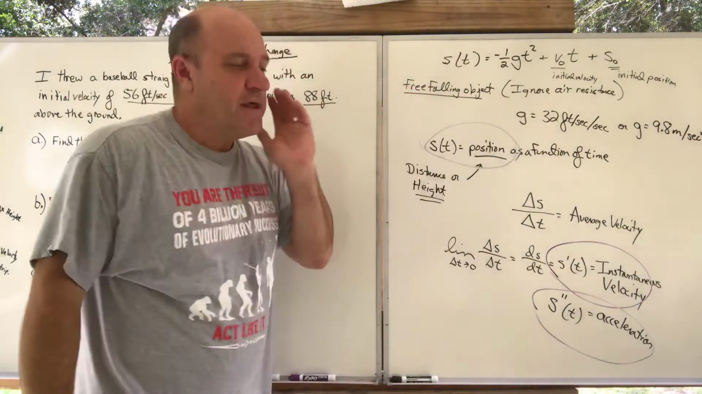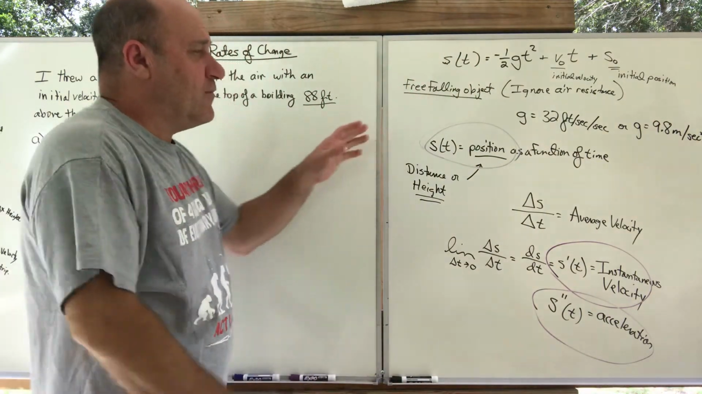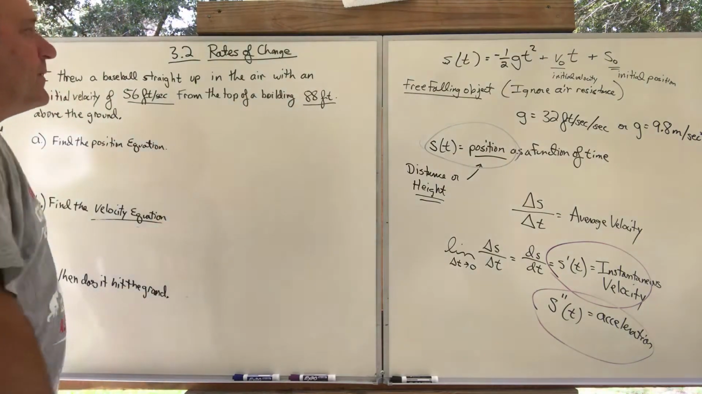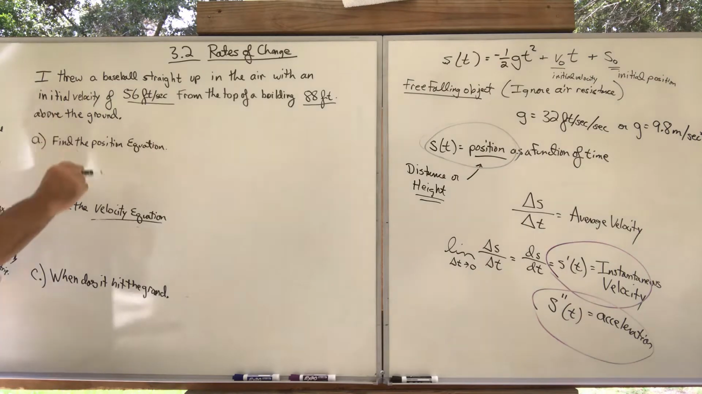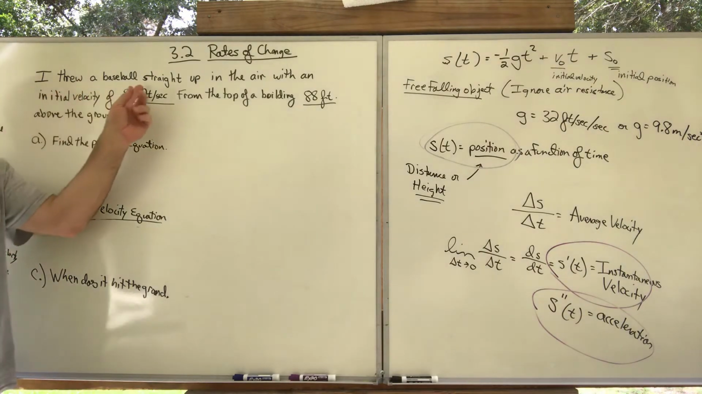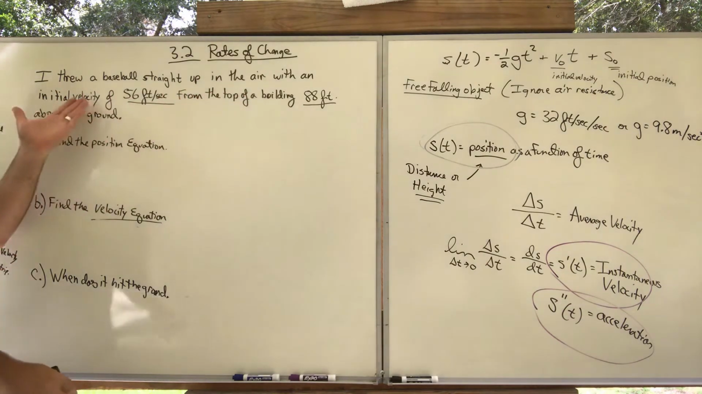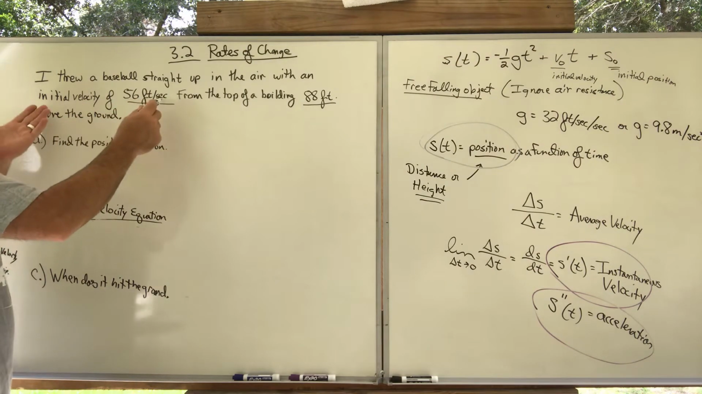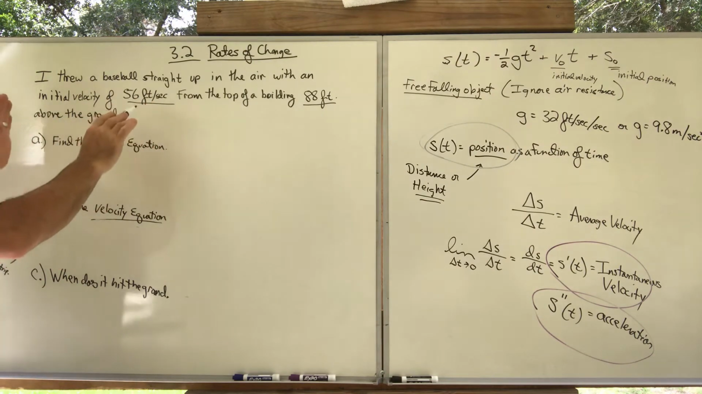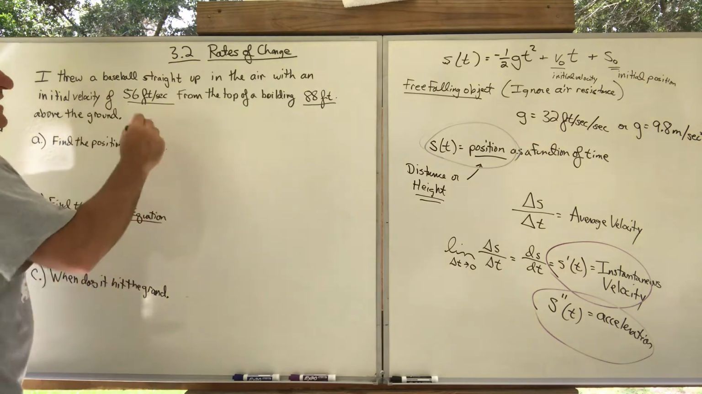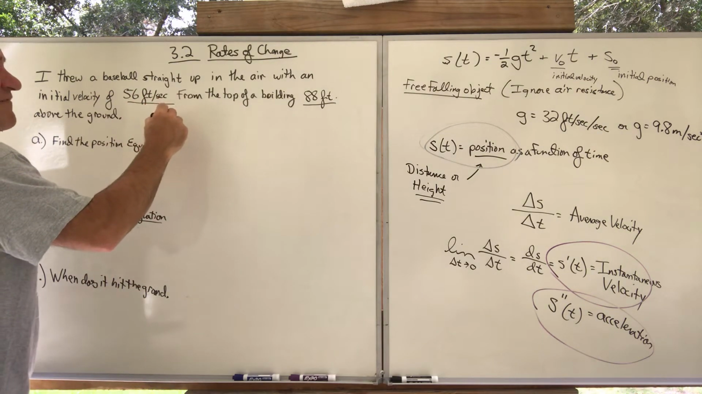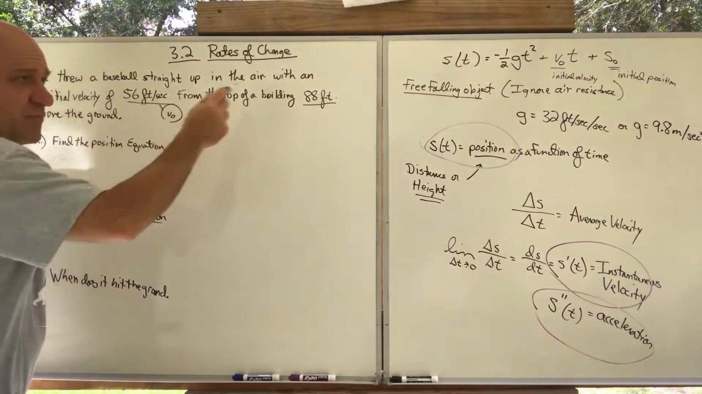All right, well, good. I'm going to use that formula, and we're going to do a problem here. So here's a problem. It says, I threw a baseball straight up in the air with an initial velocity of 56 feet per second. Let's just stop there a second. So this number is my V naught, and I can put that in the formula.